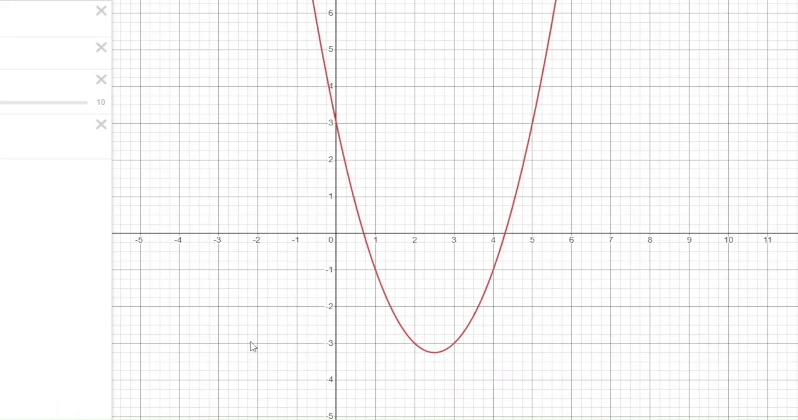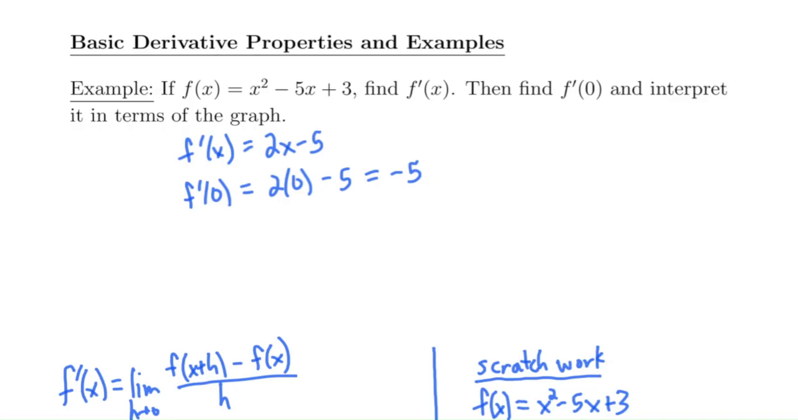Now let's look at a graph in Desmos here. This is the graph of the function x squared minus 5x plus 3. And then the question was, at 0, what is the derivative? What's f prime of 0? And notice f of 0 was 3. But what is f prime of 0? What is the slope of the tangent line there? Well, it turns out it's negative 5. Okay, so that was real quick, right? Notice how easy, how simple that was.